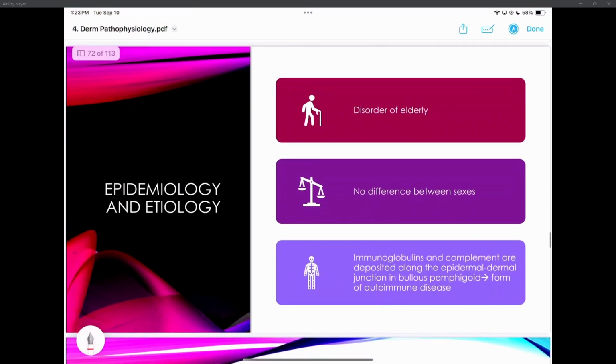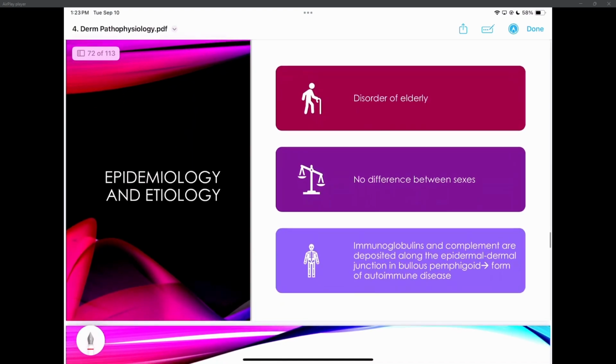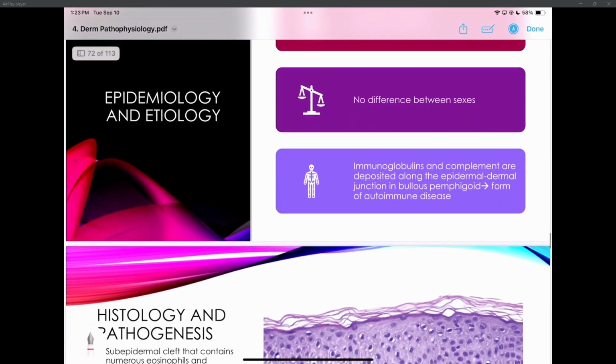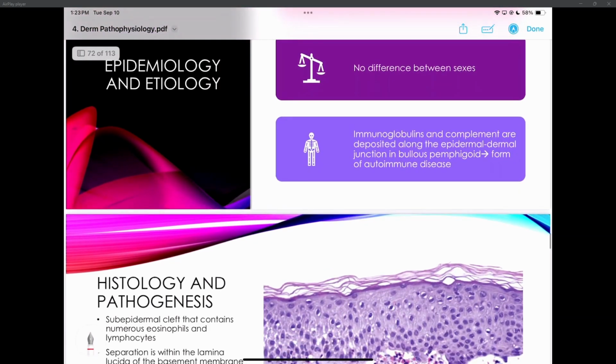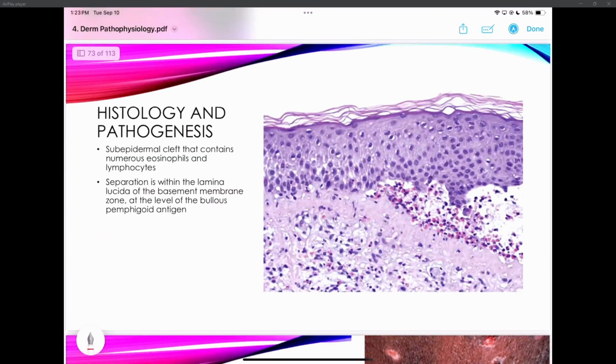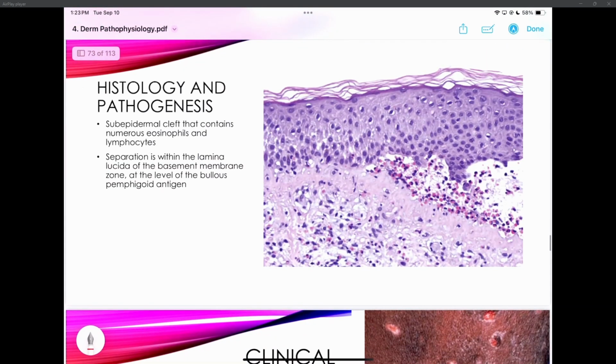Okay, so etiology and epidemiology: a disorder of the elderly usually, no difference between sexes, and there are some immunoglobulins and complement here as well. Therefore, bullous pemphigoid is a form of autoimmune disease. And this is what it looks like when you look at it under the microscope on the slide. This is the separation right here of the layers. You get all that fluid filled inside.